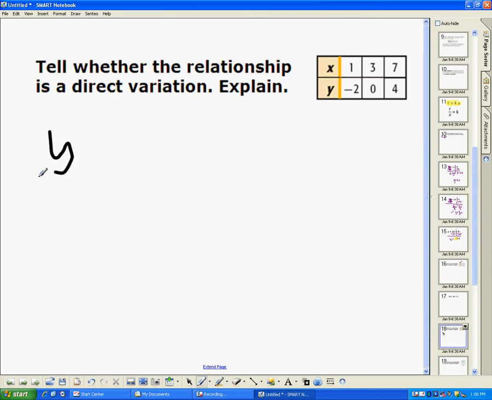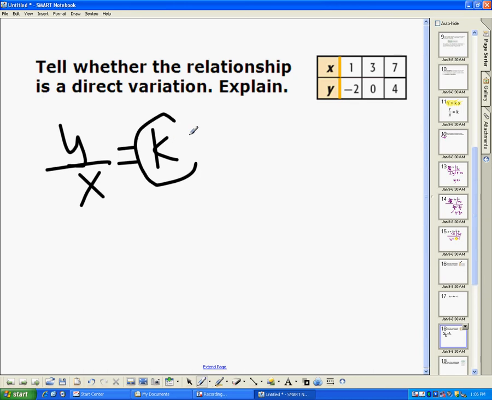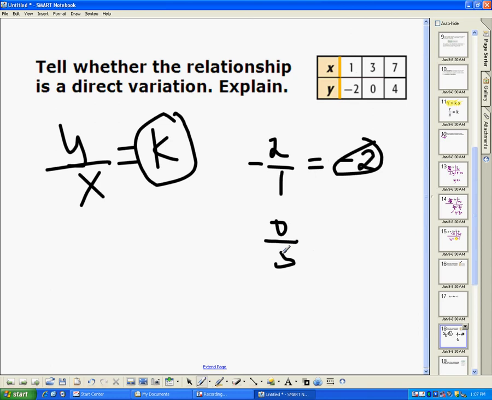Y divided by x is equal to k, and that's how we can figure out what the constant is. So for every single one of these, if I take the y and divide it by the x, I'll figure out what the k is. Well, here the k is negative 2. Here I'm going to divide y by x, 0 divided by 3, and I get 0. So because these k's are already different between these two, I know it's not direct variation.